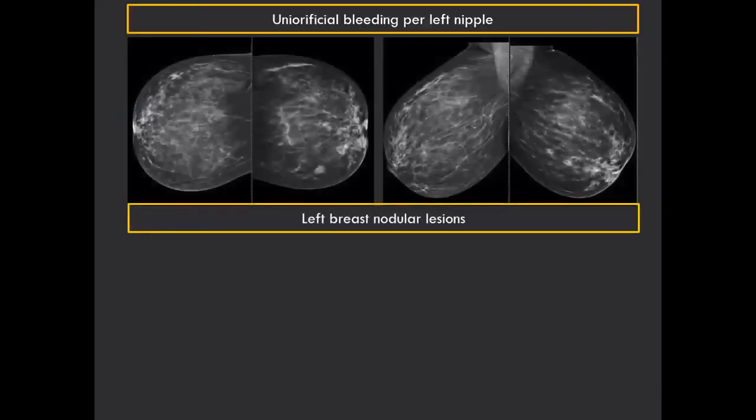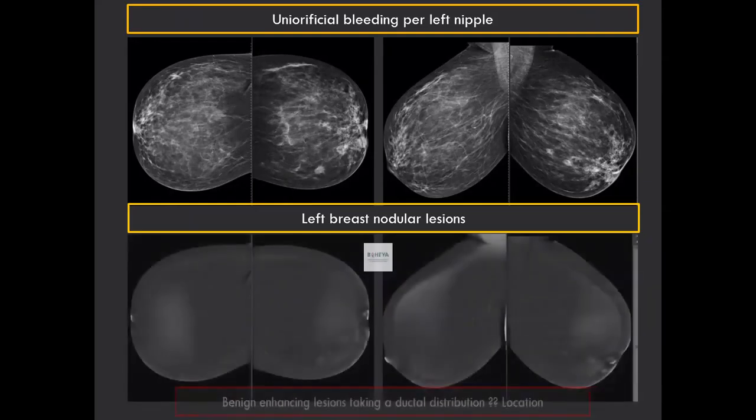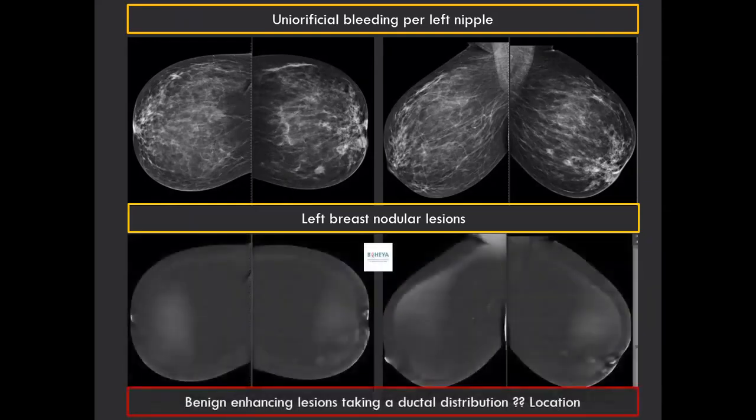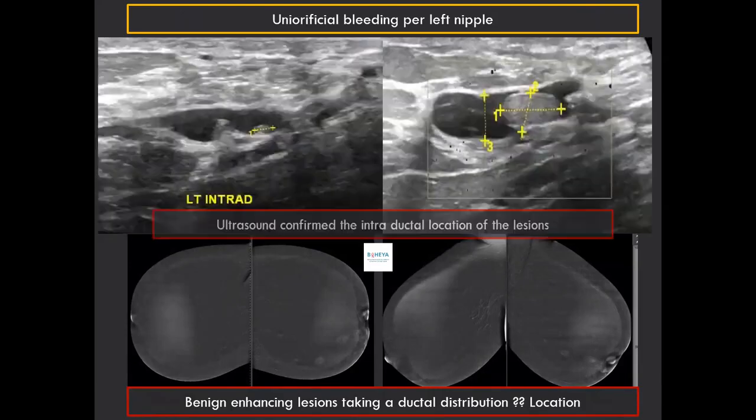This is another patient. She had uni-orificial bleeding per left nipple. She had left breast multiple linearly arranged and nodular lesions. And this was her contrast mammogram, which showed the same findings. Nothing was added to the mammogram. The same findings were seen. We can never decide whether these lesions are intraductal or not intraductal, whether they are benign or malignant, based on what we see on the contrast mammography.